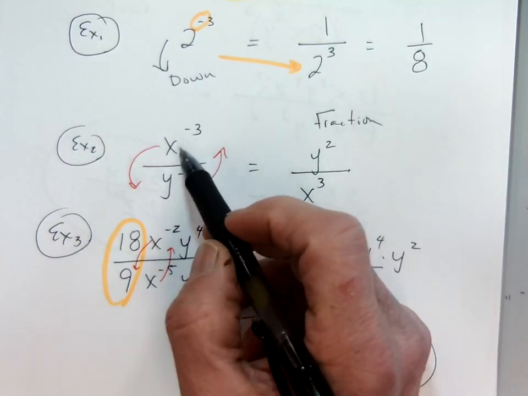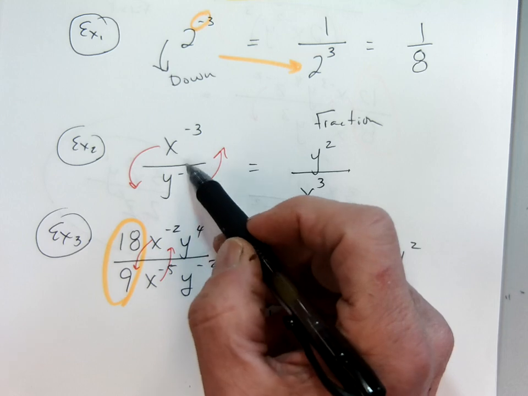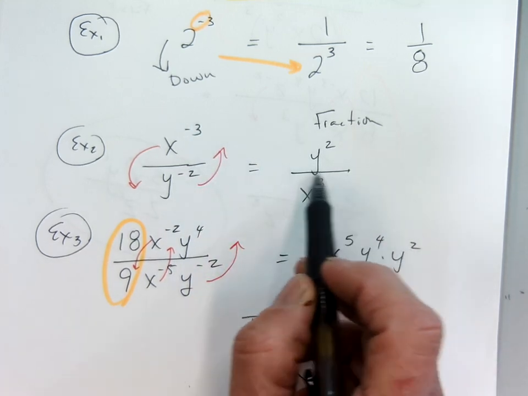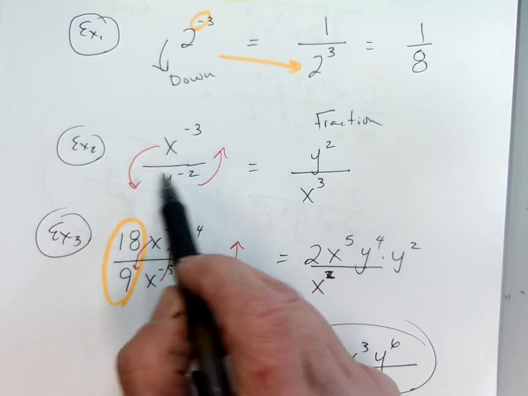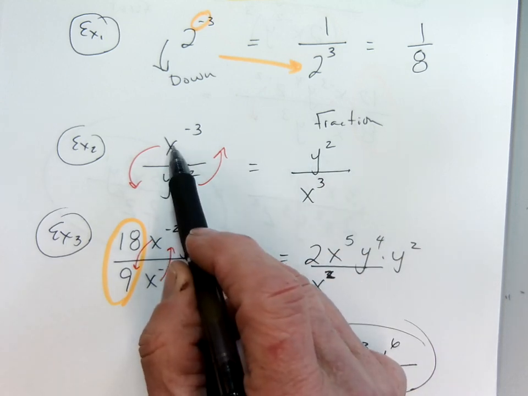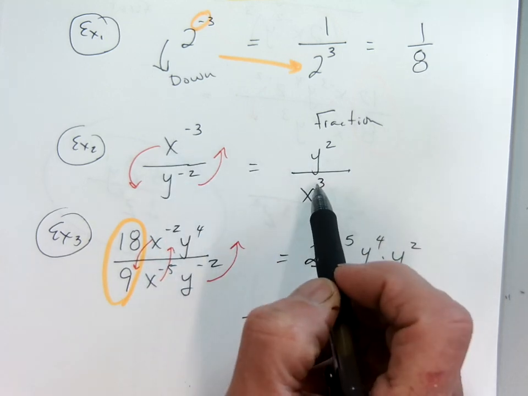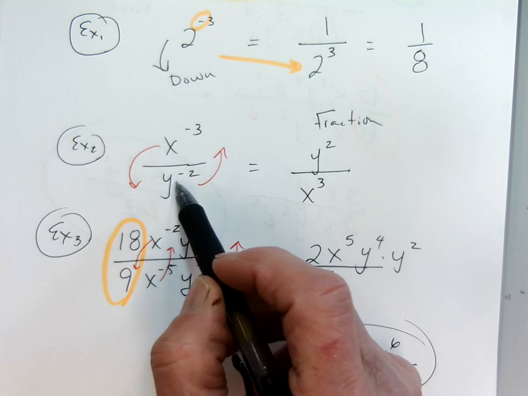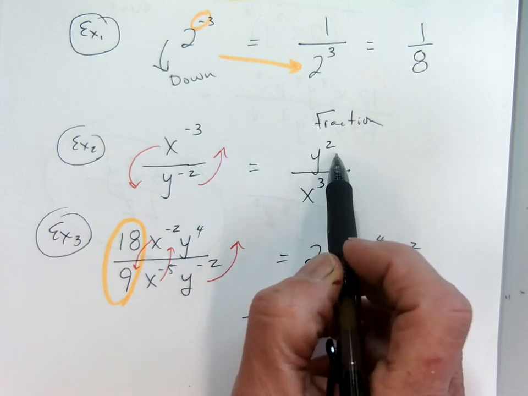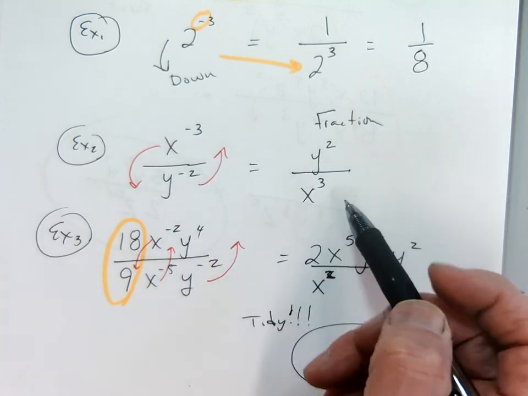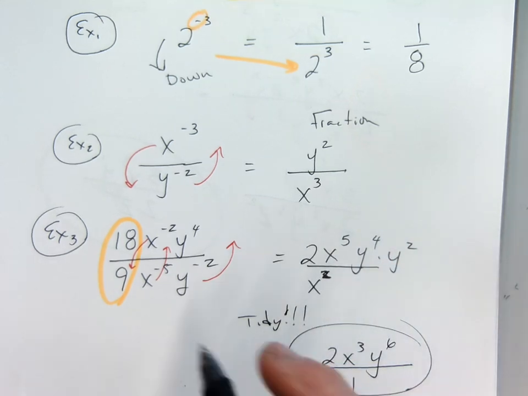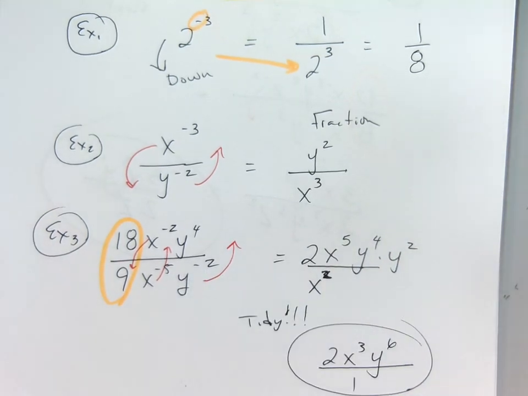Now we can even do that with variables, okay? So I have x to the negative 3 and y to the negative 2. I want to make them positive. So fraction bar, okay? Make a fraction bar because think fraction, and x to the negative 3, I brought down to make it positive. And I brought this one, y to the negative 2, up to make it positive. So y to the positive 2 over x to the third.